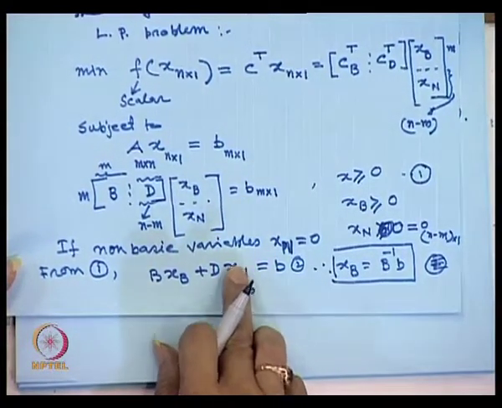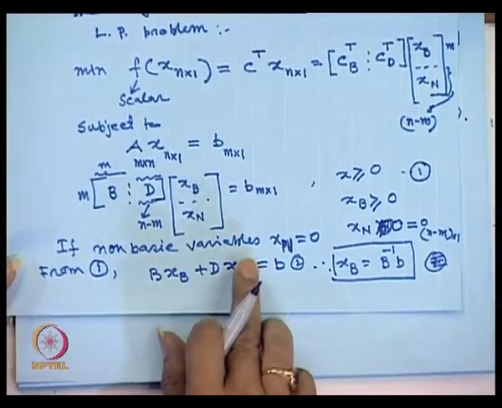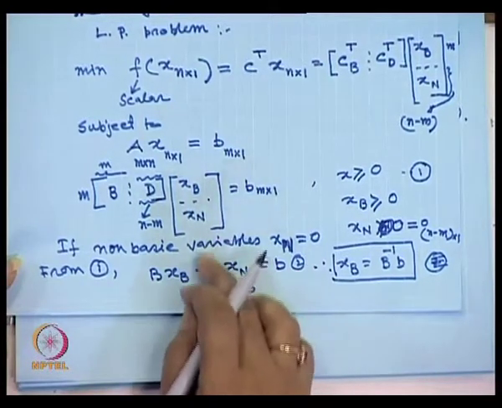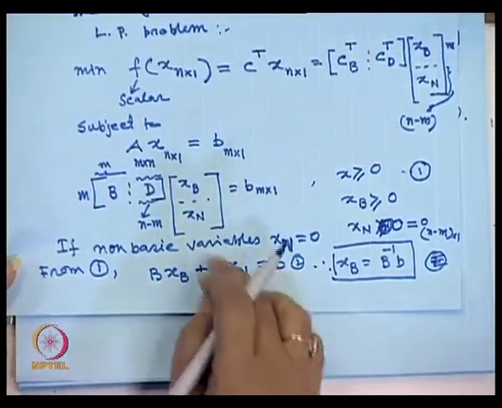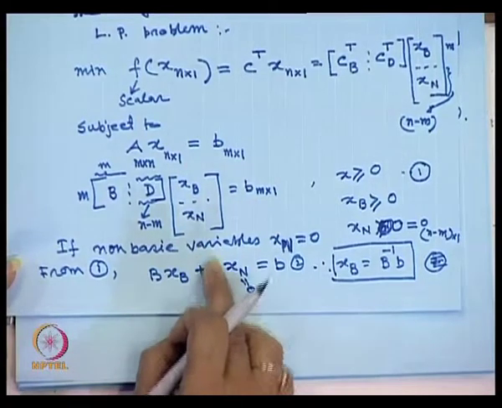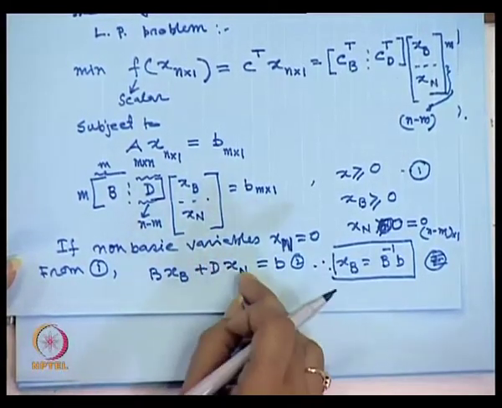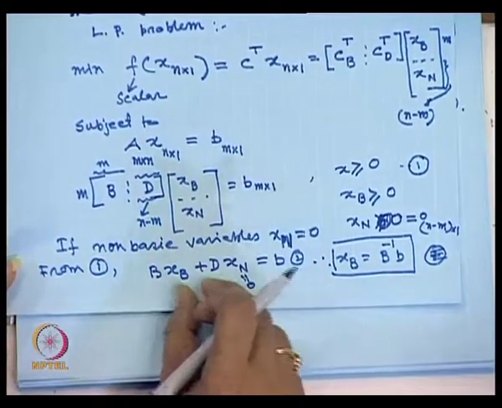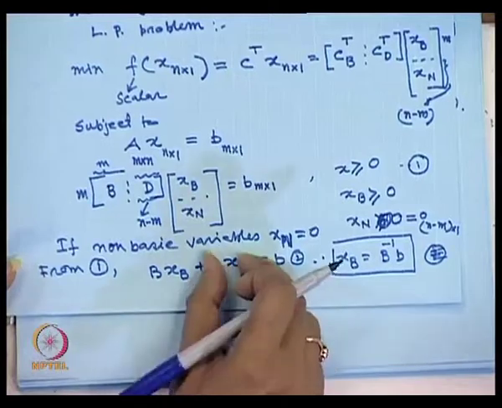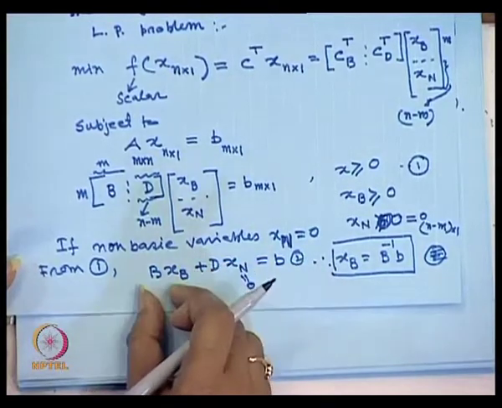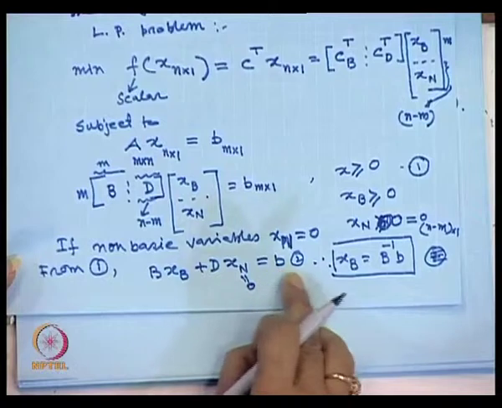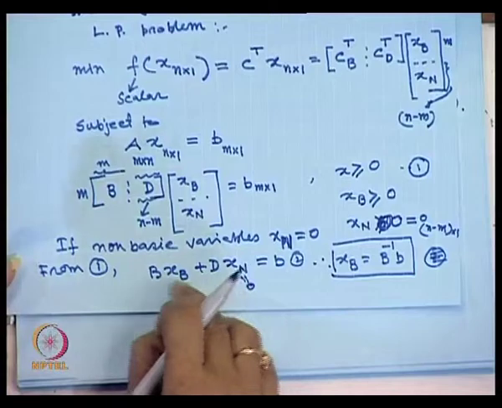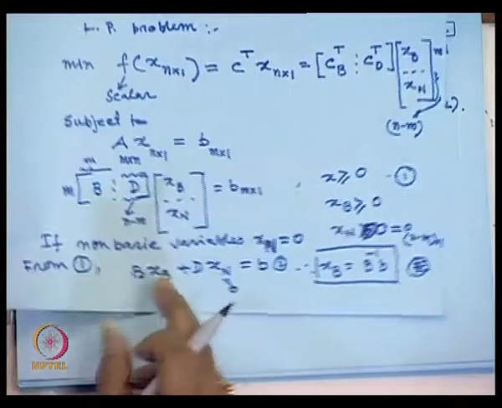Now, I am telling you, out of the n minus m elements, one of the elements is non-zero. Naturally, the corresponding element multiplied by the corresponding column of D gives a product vector that is added to this one. Previously its contribution was 0, now it is added. So, in order to satisfy the right hand side b, some component of x_B has to drop out. So, this is now coming into the picture.